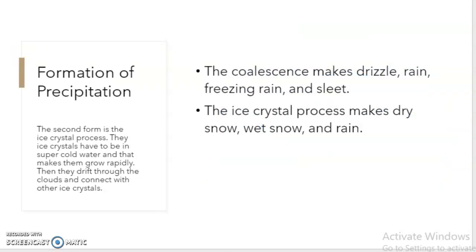The second form of precipitation formation is the ice crystal process. The ice crystals have to be in super cold water, and that makes them grow rapidly. Then they drift through the clouds and connect with other ice crystals. The condensation process makes drizzle, rain, freezing rain, and sleet, and then the ice crystal process makes dry snow, wet snow, and rain.